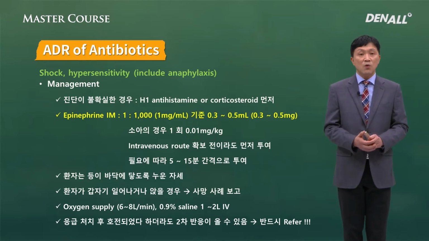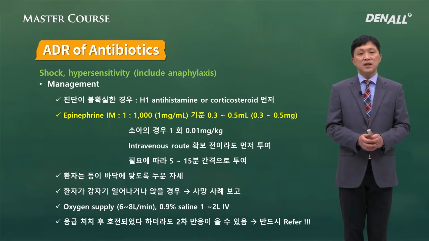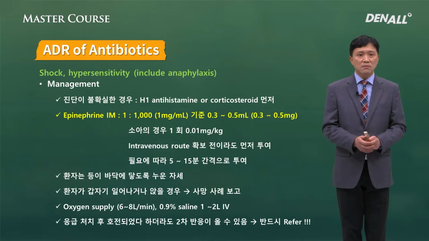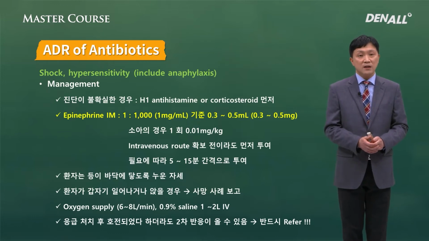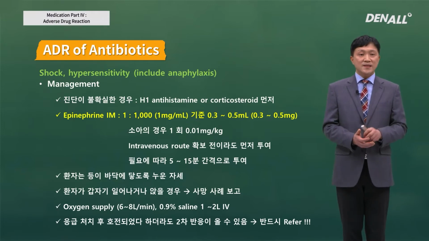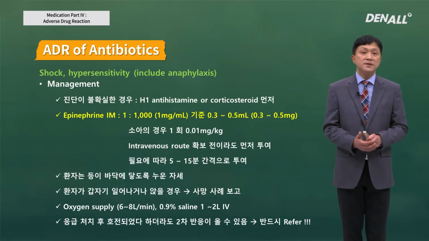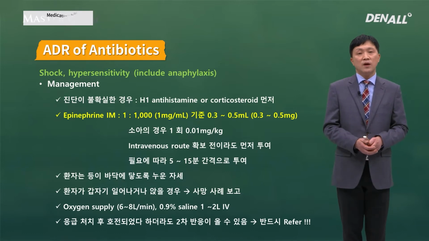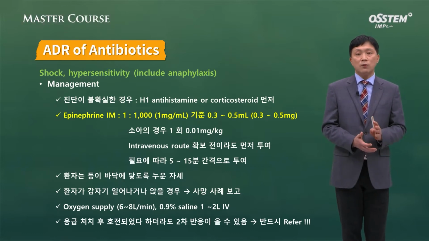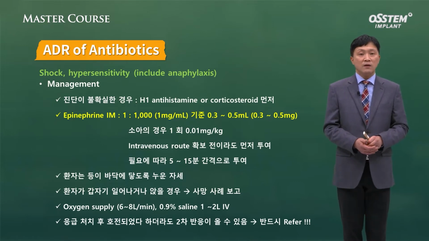Before the intravenous route is secured, this can be administered first, and if necessary, it can be administered at 5 to 15-minute intervals. Epinephrine IM should be administered first. What is important is the patient should be lying down. You should not make them stand up. If they stand up abruptly, there are reports that death can occur, so they need to be lying down, not sitting up.